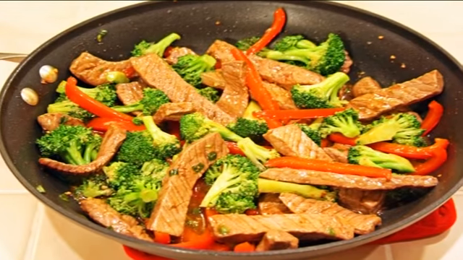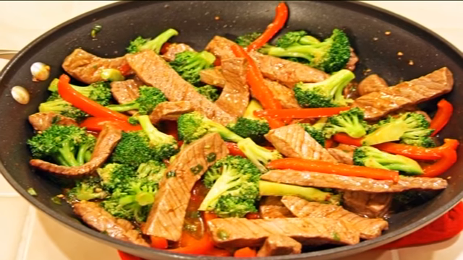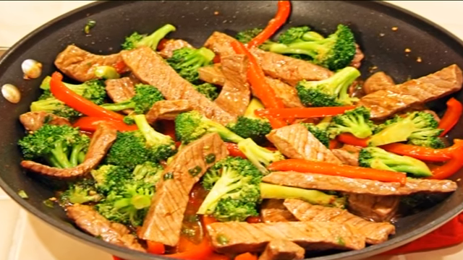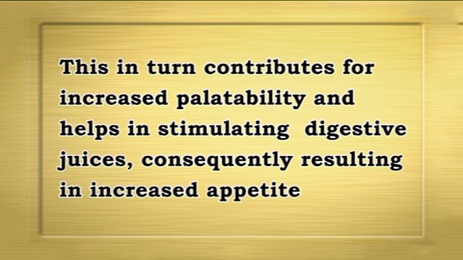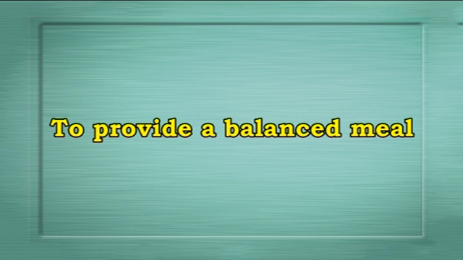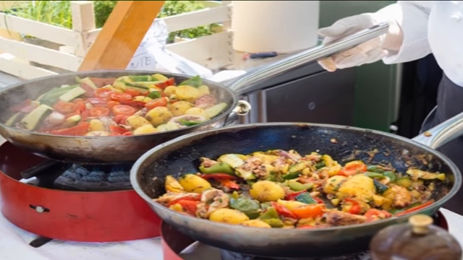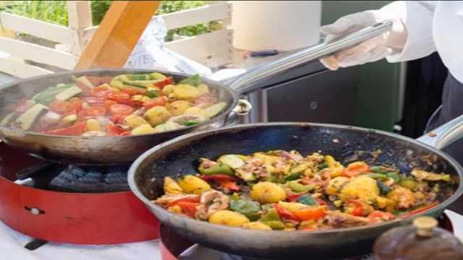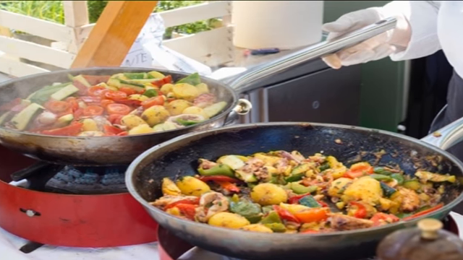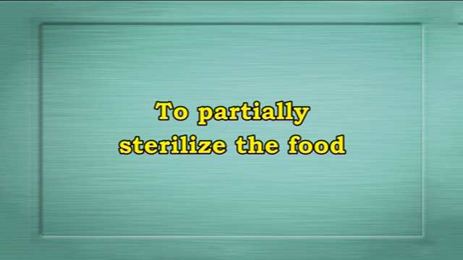Increase palatability. Cooking brings about a change in the physical and chemical constituents of the raw materials. This in turn contributes to increased palatability and helps in stimulating digestive juices, consequently resulting in increased appetite. To provide a balanced meal, cooking involves the use of a combination of ingredients in one single dish, thus making it more balanced.